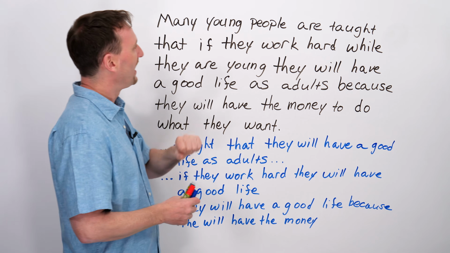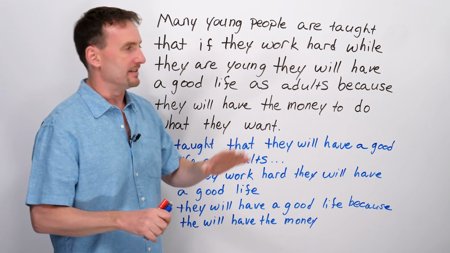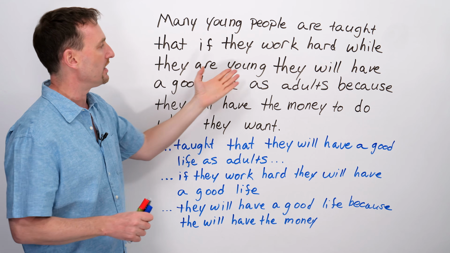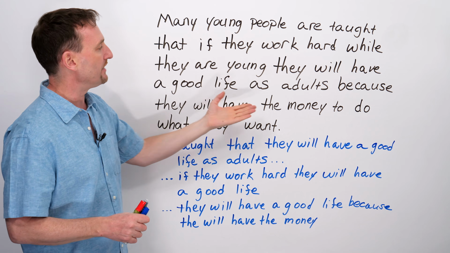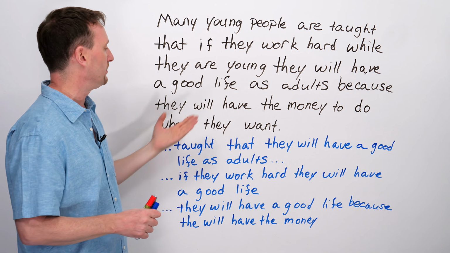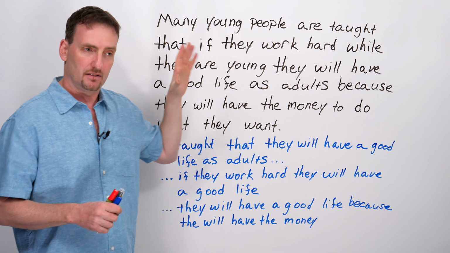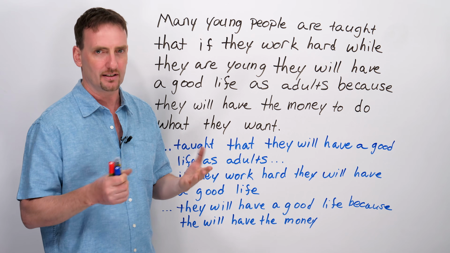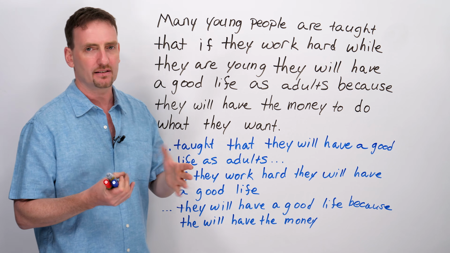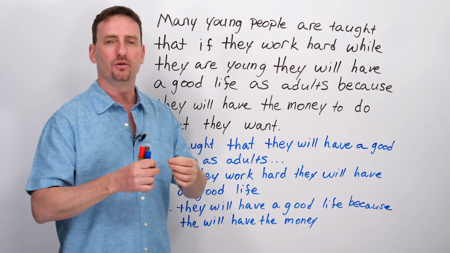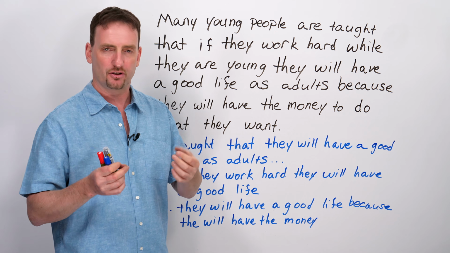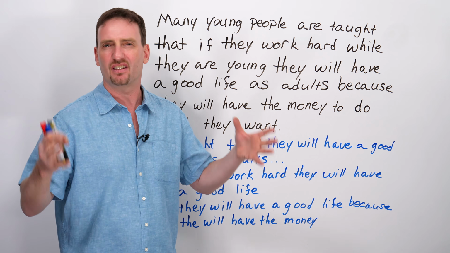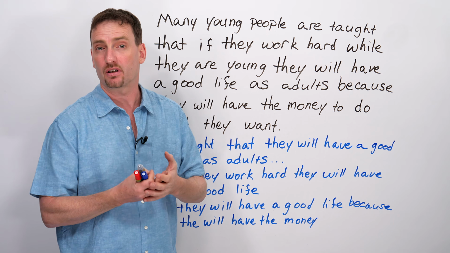I'm going to start. So first let me read the sentence. Many young people are taught that if they work hard while they are young, they will have a good life as adults because they will have the money to do what they want. Legitimate sentence. It's actually not even that long because there's enough information in it. It's properly organized, but there are quite a few different pieces to it. So you need to start understanding the relationships between all these different pieces and how they work together.